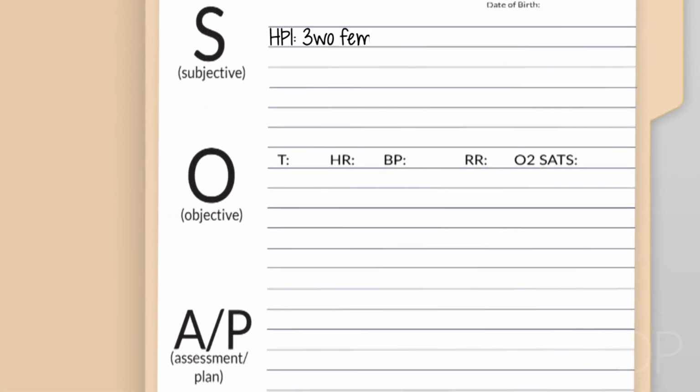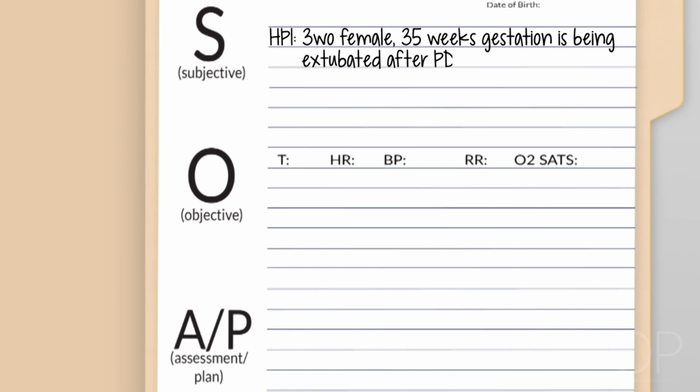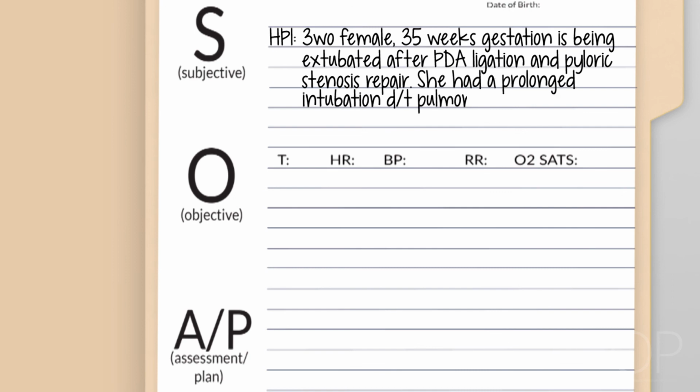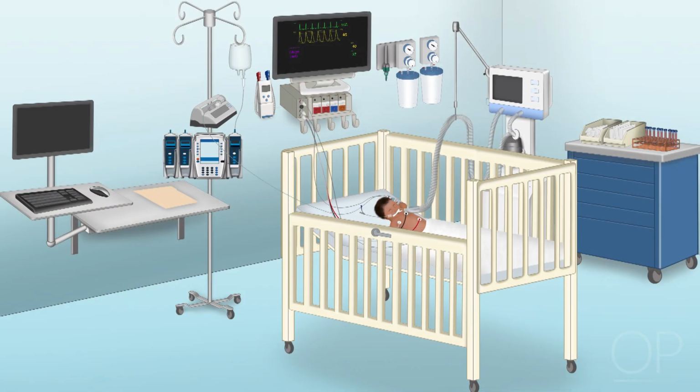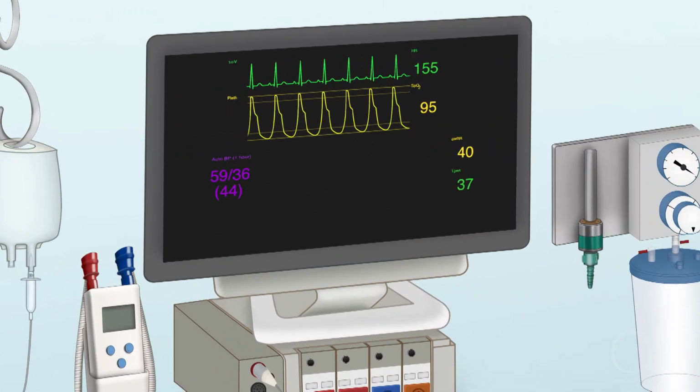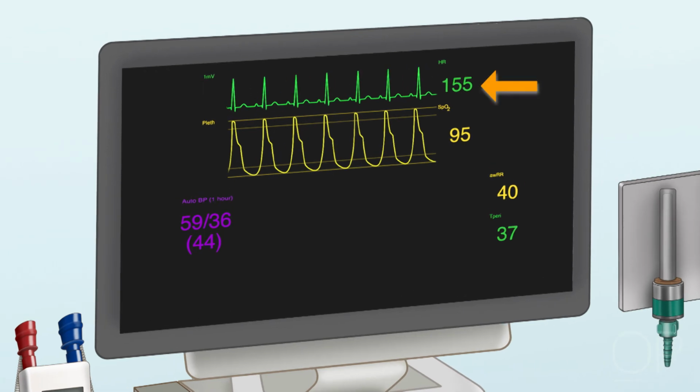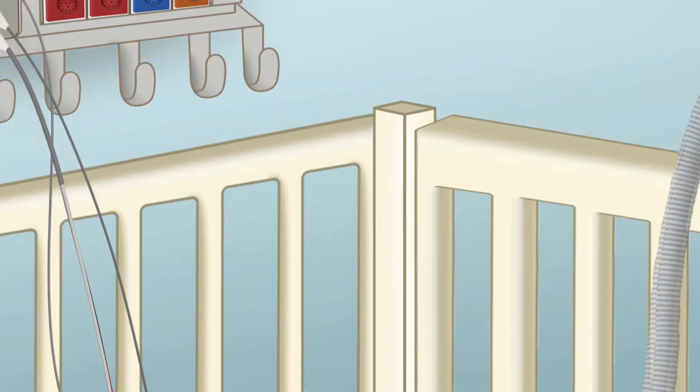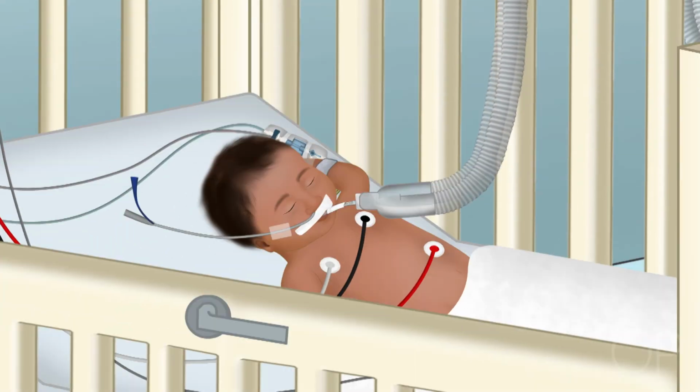A 3-week-old female who was born at 35 weeks gestation is preparing to extubate after recovering from a PDA ligation and pyloric stenosis repair. She had a prolonged intubation due to pulmonary edema, but has responded well to diuretic therapy. Her assessment is as follows. From a cardiovascular standpoint, her heart rate is 155, her blood pressure is 59/36. She is warm and well perfused.